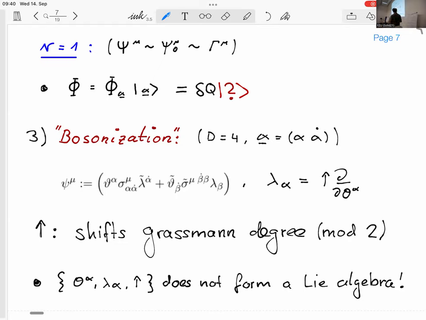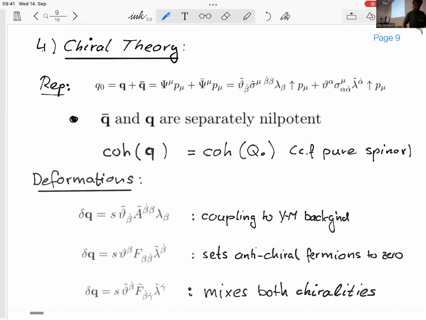So what I want to do now is restrict a little bit further. I want to only take the chiral piece, only this piece, and follow that theory. So I decompose the Q into a chiral and an anti-chiral piece, which is this piece and this piece. And what happens is that Q plus Q bar is not a nilpotent operator. That's why you need the Hamiltonian in the BRST charge. But this Q itself is separately nilpotent and the Q bar is separately nilpotent.